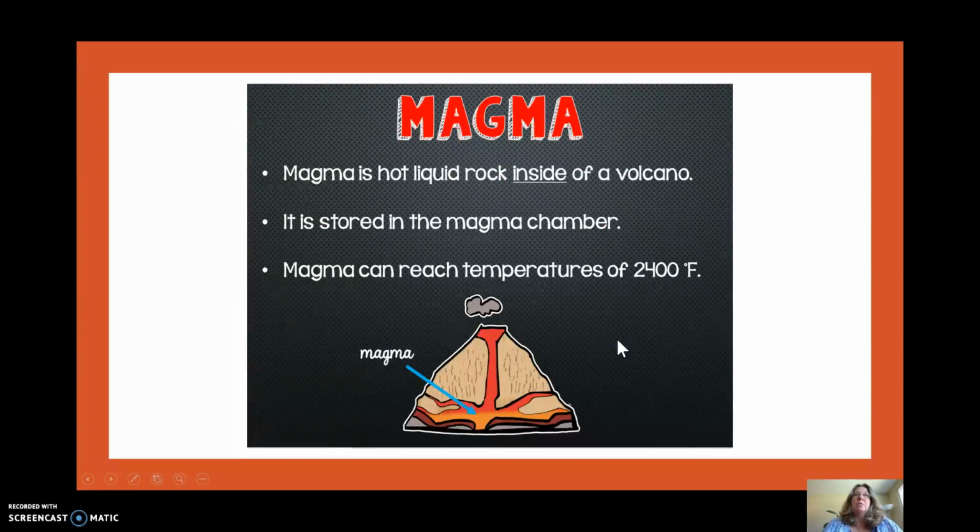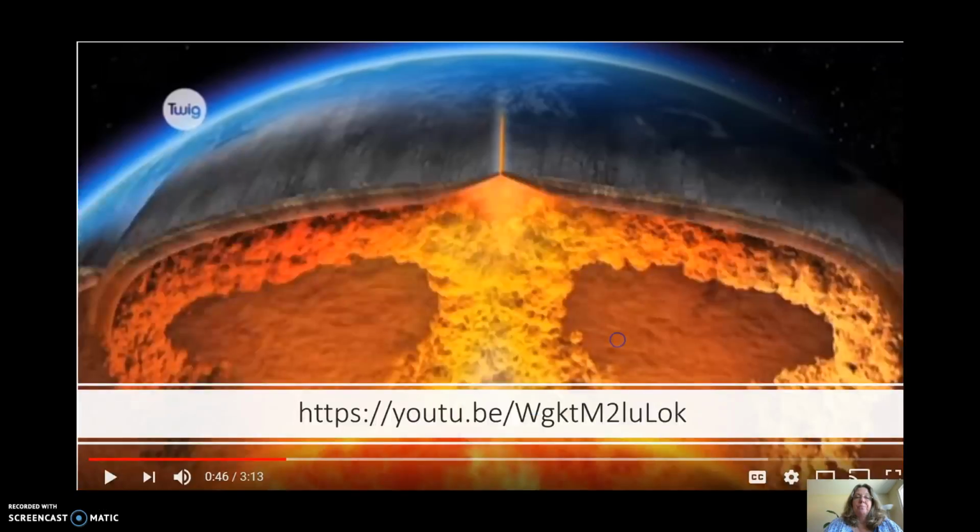And then we looked at a presentation and we talked about a lot of different things. For instance, that magma is the hot liquid rock inside of the volcano. And that magma chamber is what that lava eventually flows out of. So magma's inside, lava's outside, and how hot it was. We had a whole presentation on all sorts of different things. And I've included it in here so that you can look at it again if you need to.